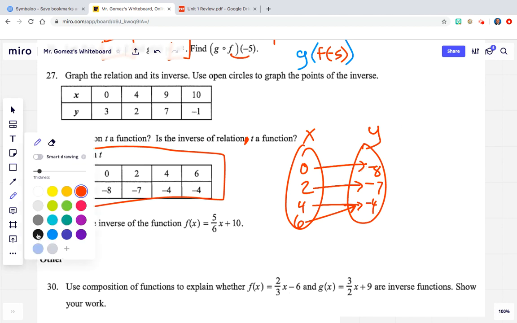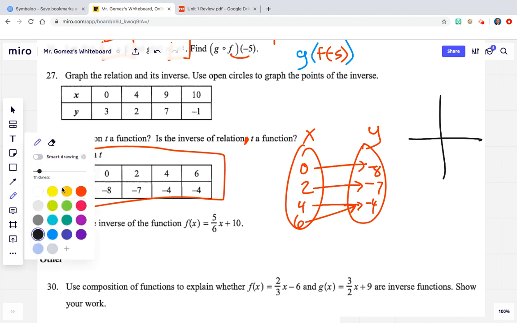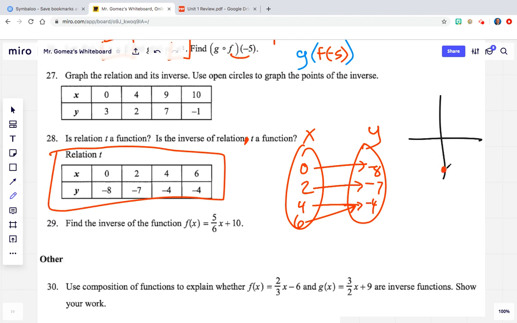Let me just do a real quick sketch of that graph just so you can see it. For instance, 0, -8 is here-ish. And then you have 2, -7 is about here. Not failing the vertical line test still. Okay. And then way over here at 4, -4 is about here. And then 6 at -4. You see, it doesn't fail the vertical line test if you were to scroll that from left to right.